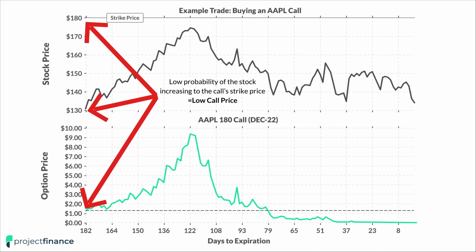If a call has a high probability of being super valuable at expiration, its price will be high and will always be at least the intrinsic value it has at any given moment.